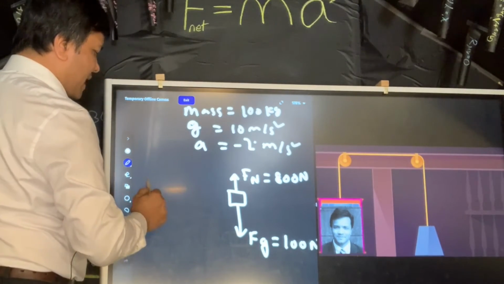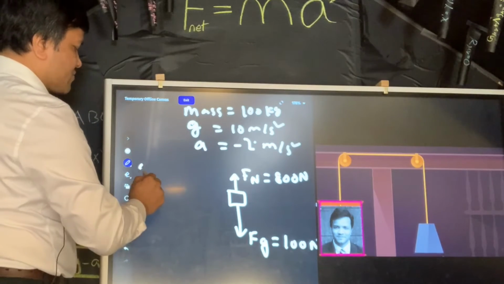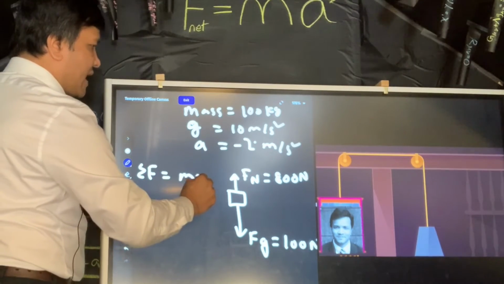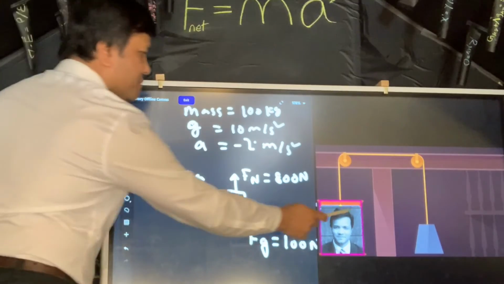Okay, so let's do the math. Let's write F is equal to ma. F is equal to ma is wrong.